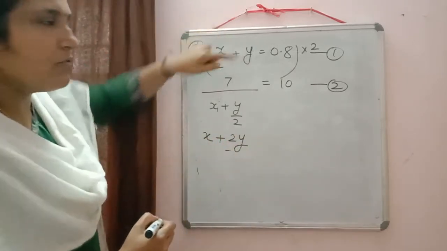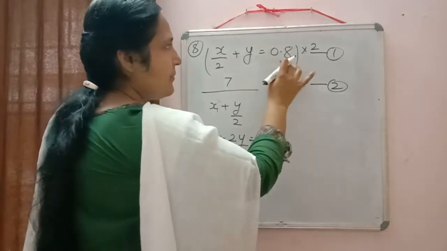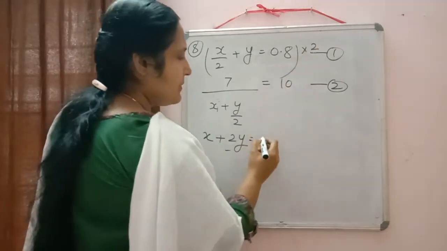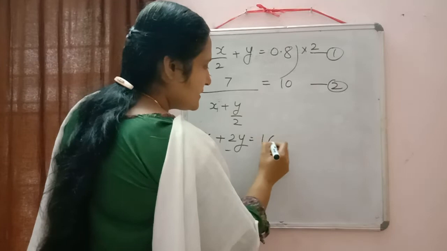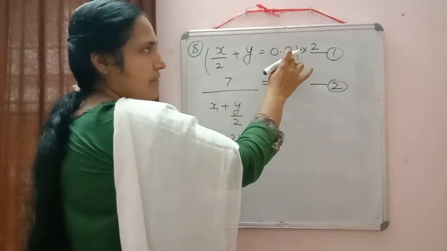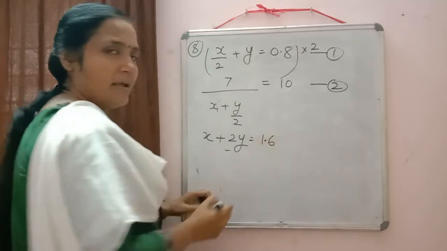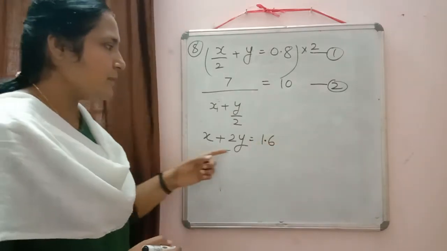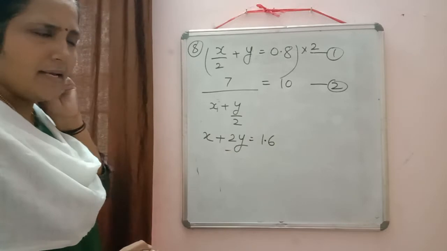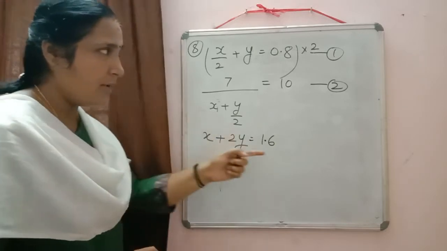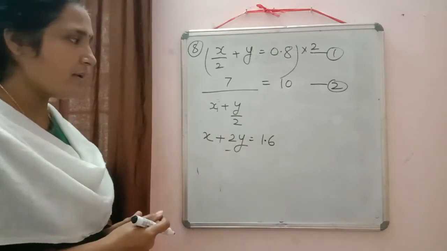So we will get 2y is equal to 0.8 into 2. That will be equal to, 2 8s are 16, and after the decimal we have one digit only, so before that one digit put the decimal. So we are getting x plus 2y is equal to 1.6. Again, I think working with the decimal will also be difficult for us.